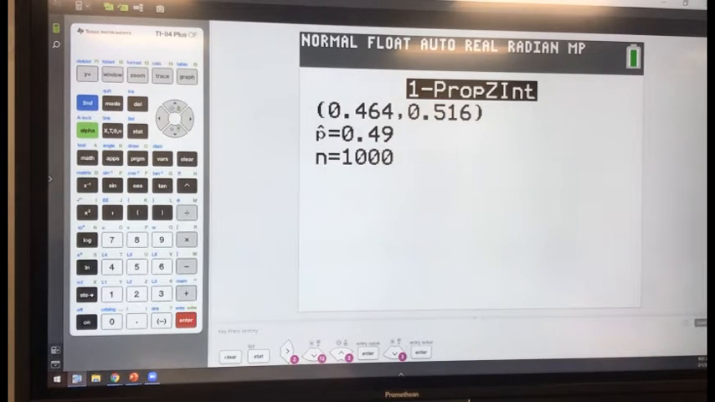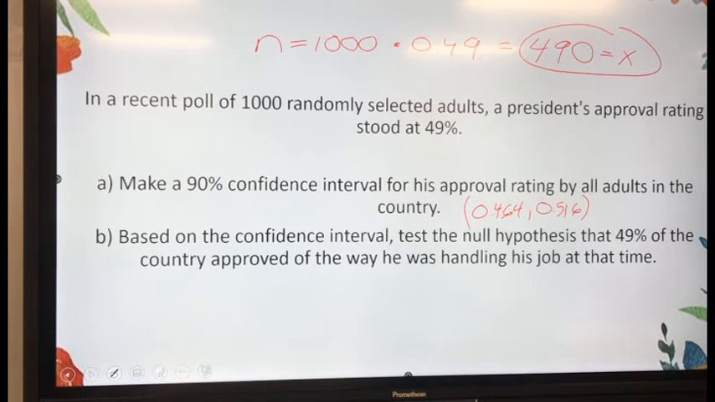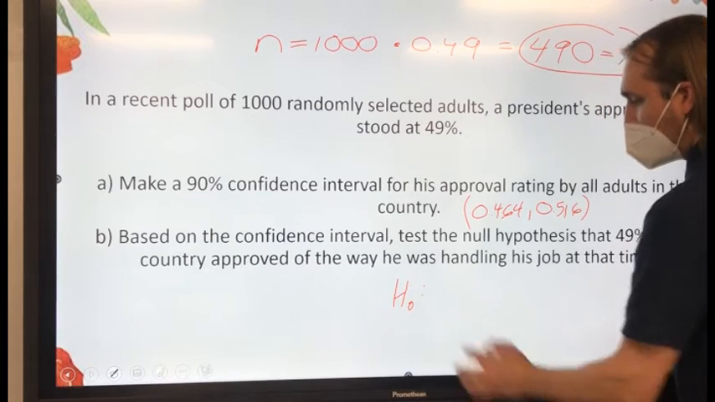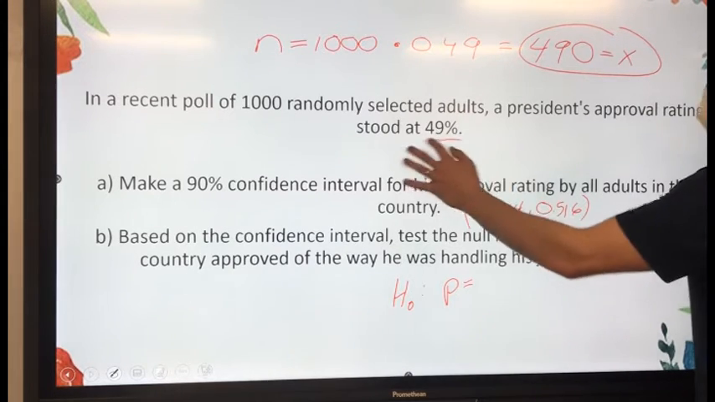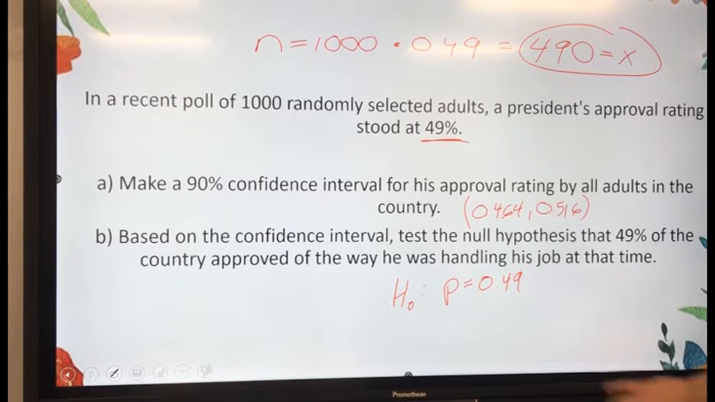So I get my confidence interval of 0.464 as my low end, and my high end as 0.516. Now to use your confidence interval, take your hypothesis. So what would be my null value? P equals 0.49. Thank you, 0.49. And is that value in between my confidence interval? Yes. So if it is, then that means I cannot reject the null.